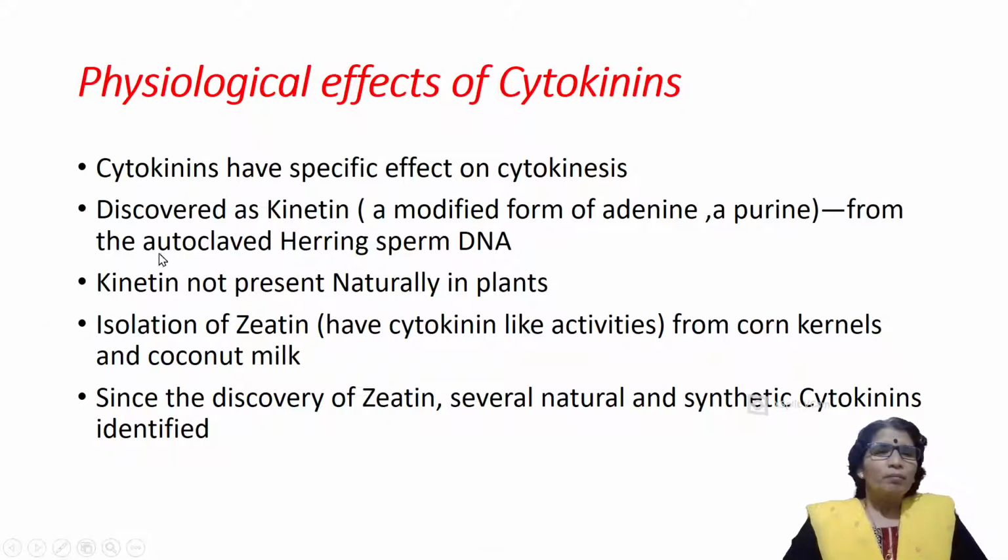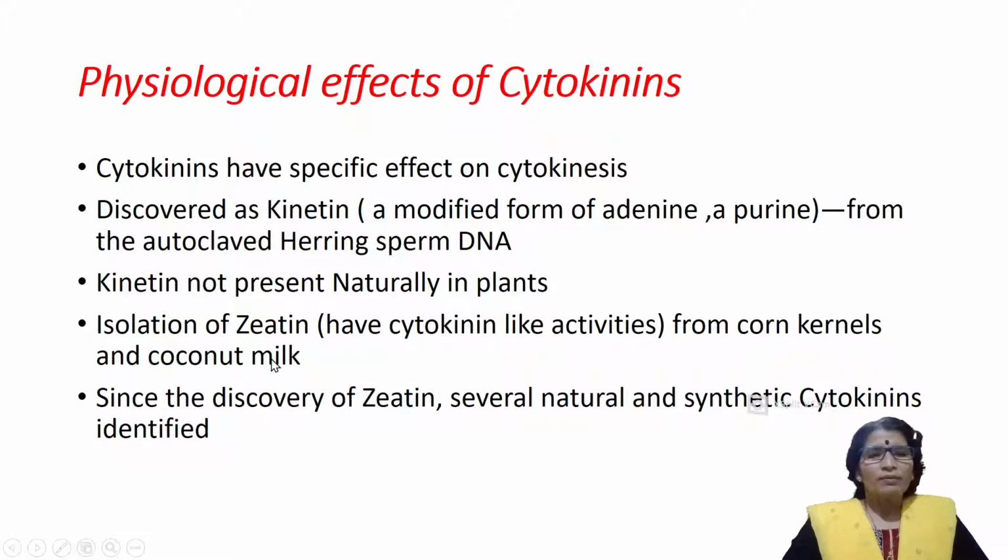So in this way, by the process of autoclaving the herring sperm DNA, kinetin is discovered. But kinetins are not present naturally in plants. In plants, what is naturally present means cytokinins are present in the form of gelatin. This gelatin isolated from corn kernels and coconut milk. The gelatin also have same cytokinin like activities.